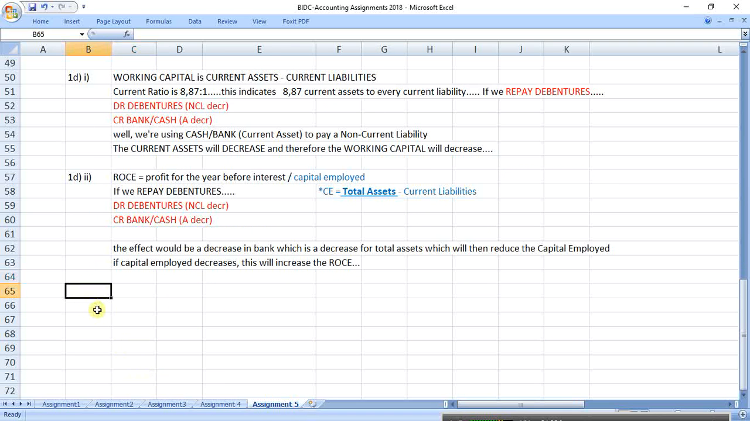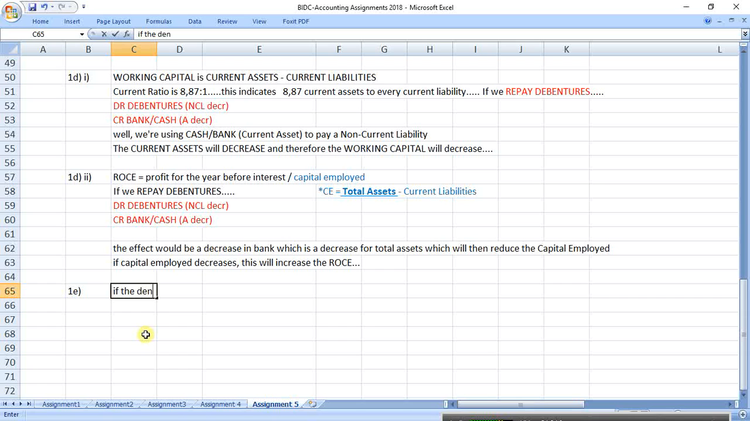Okay, the last one is 1E. E says, advise the directors on whether they should repay debentures early. Justify your answer. Okay, so that's just theory. It's for 4 marks, so let's try and get 4 points. Right, do you think the directors should repay their debentures early? Yeah. Why? Less interest. Correct, that's 1 point, so good.